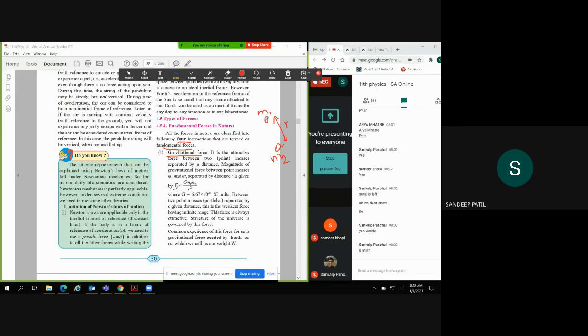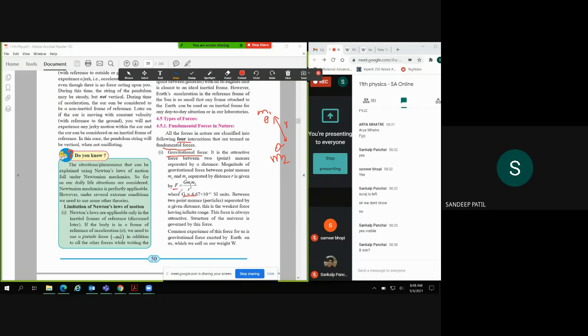as, this is gravitational force. So the force is nothing but G into m1, the mass of the first body, and m2, the mass of the second body, divided by r square. r is the distance between those bodies. Here G is the constant, 6.67 into 10 raised to minus 11. So between two point masses separated by a given distance, this is the weakest force having infinite range.